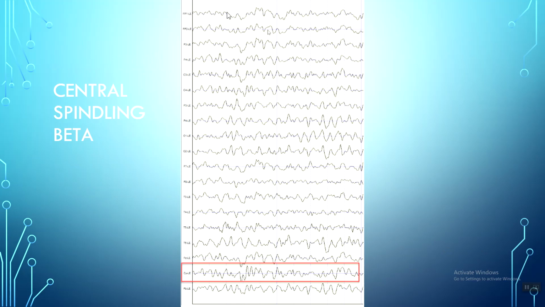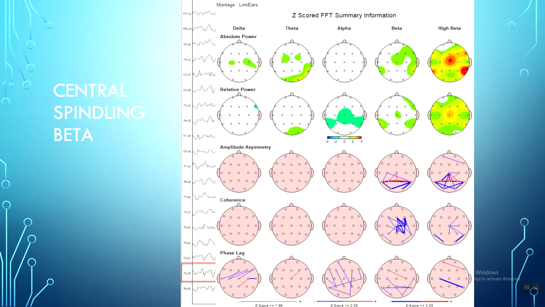A central spindling beta is going to create a map that looks something like that. Of course, there's some temporal beta there as well. That is a central nervous system over-arousal in a very basic sense, but it's also a wakefulness drive. When somebody has that profile, chances are good they don't sleep very well. It's one flavor of stress.